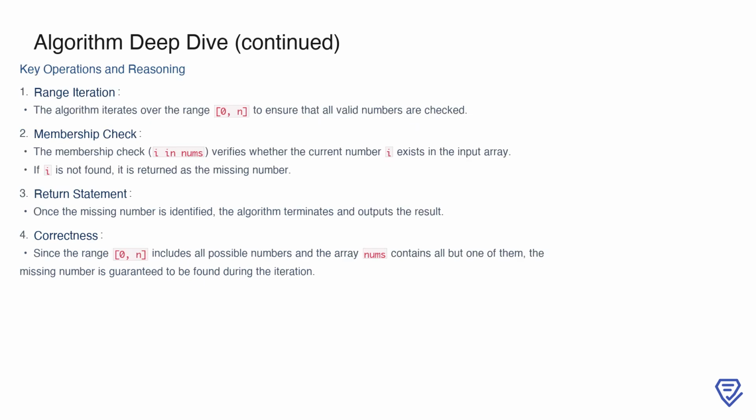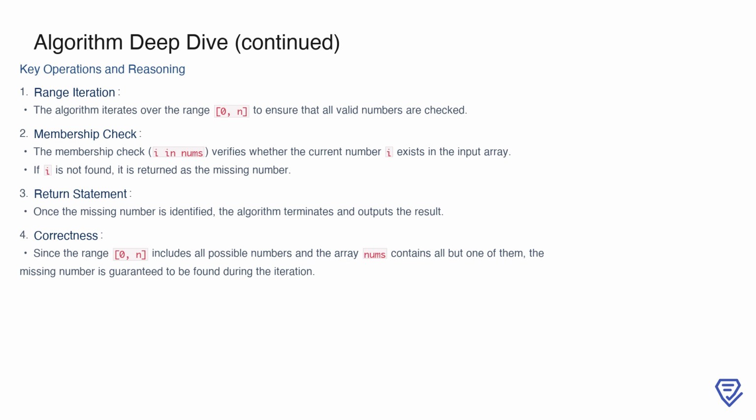The algorithm's core operations revolve around range iteration and membership checks. By iterating over the range 0, n, the algorithm ensures that every valid candidate for the missing number is considered. For each number in the range, the membership check determines whether it exists in the input array. This is achieved using the operation i in nums. If the number is absent from nums, it is immediately identified as the missing number and returned. This return statement ensures that the algorithm terminates as soon as the missing number is found, making the process efficient in terms of execution flow.